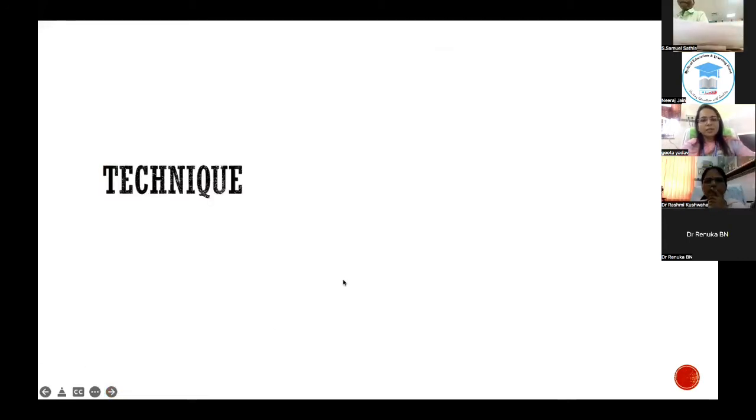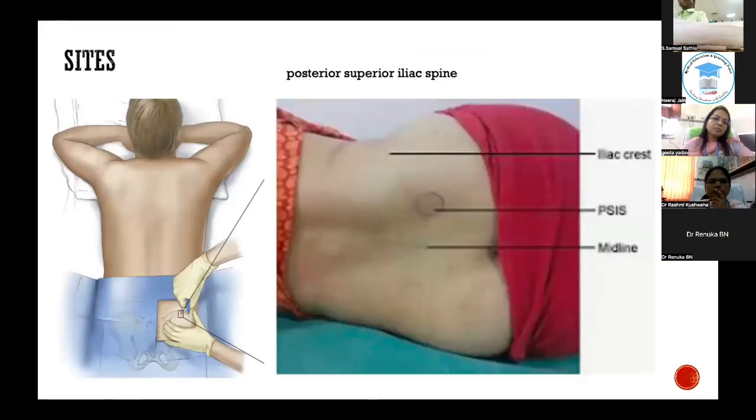So how to do it? The technique. First of all, the site. The most common site is the posterior superior iliac spine. I'll discuss the advantages of this site, but how to approach this site, how to make this site visible. The patient can lie down in a prone position.